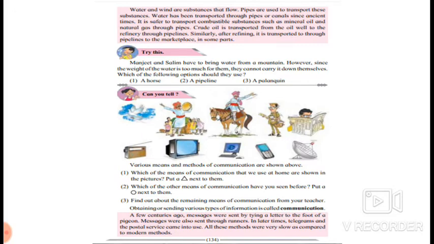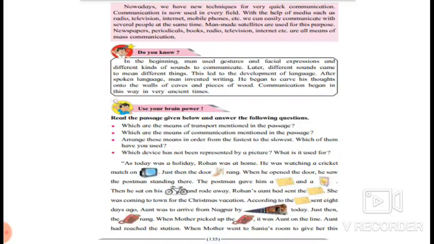A few centuries ago, messages were sent by tying a letter to the foot of a pigeon. Messages were also sent through runners. In later times, telegrams and the postal service came into use. All these methods were very slow as compared to modern methods. Page number 135. Nowadays, we have new techniques for very quick communication.